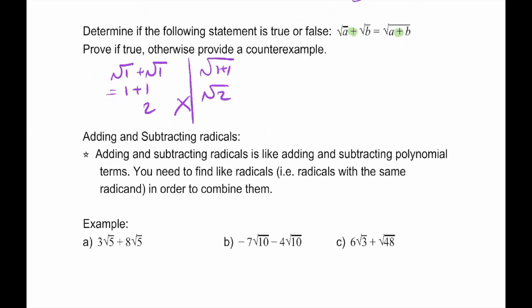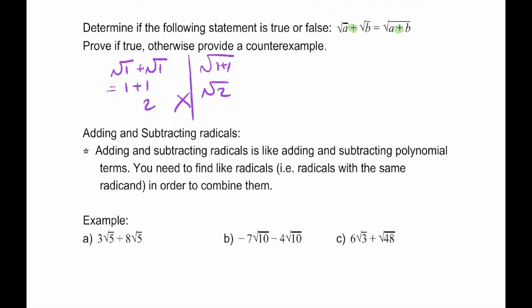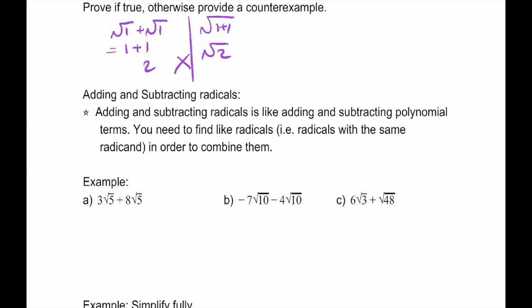So we want to add and subtract radicals. It's a lot like polynomials: we can only add and subtract like radicals. Adding and subtracting radicals is like adding and subtracting polynomial terms, where we can only do that if they're like radicals. That is, radicals with the same radicand, and I should also put in there the same radix, because that was the definition. But for this unit, we'll usually be working primarily with square roots.